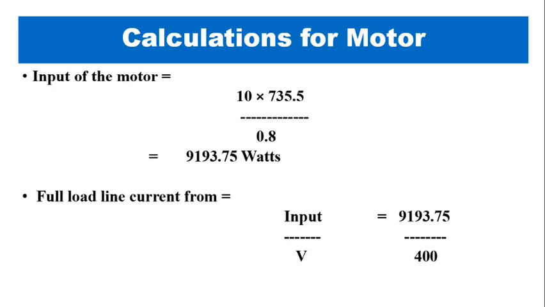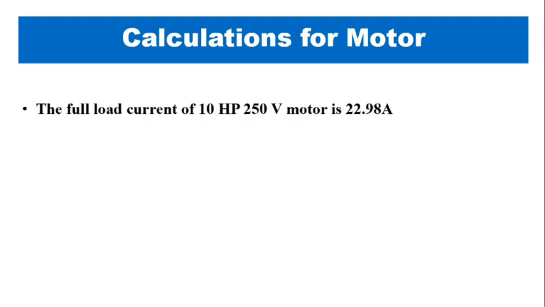So we have done the calculation, and for voltage you have taken 400 volt. So you will get the full load line current as 22.98 ampere. So the full load current of the 10 HP 250 volt motor is 22.98 ampere. Now we know the starting current of the motor is 1.5 times the full load current.